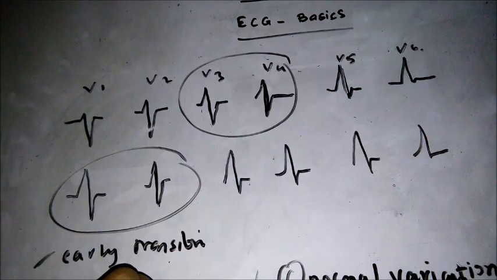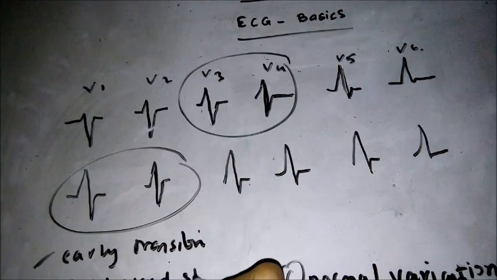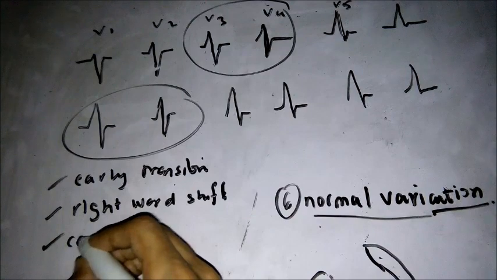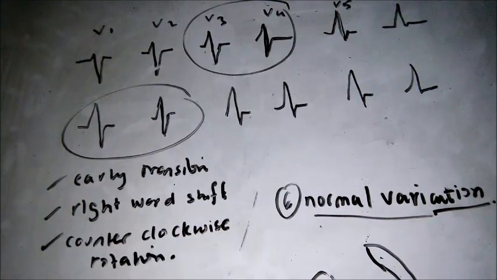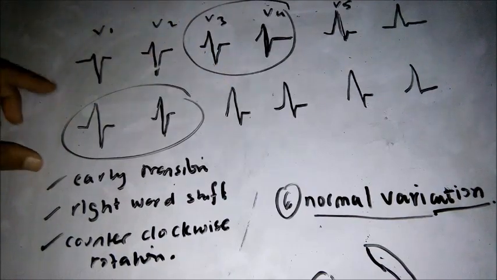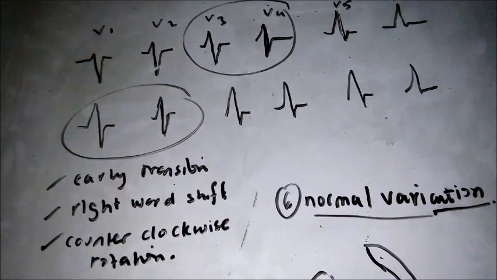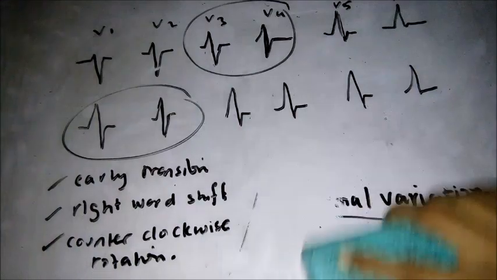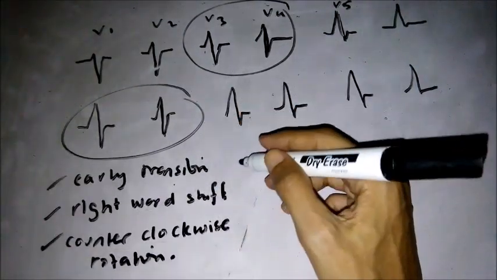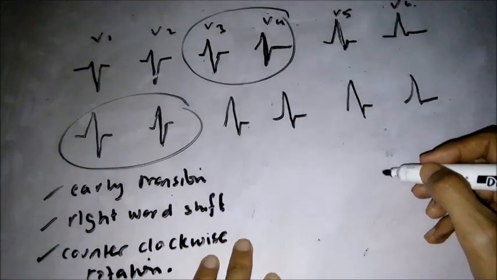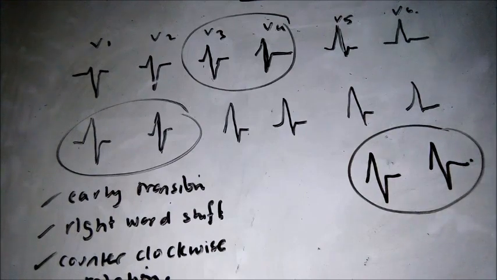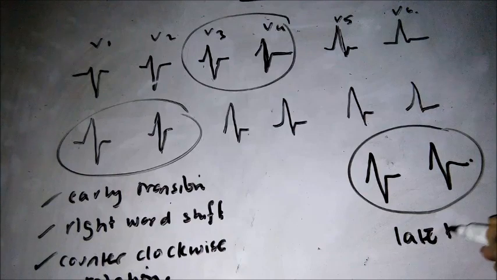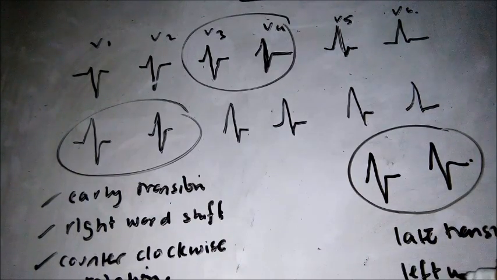The other terms also used are rightward shift, or counterclockwise rotation, right? So this is a normal transition, this is an early transition. This kind of pattern is now coming in V1 and V2, right? Similarly, you can see a late transition as well. In some people the transition point will occur somewhere around V5 and V6, right? So V5 and V6 will show something of this nature, and this is known as a late transition, leftward shift, and clockwise rotation.